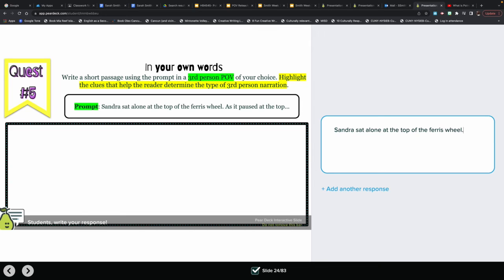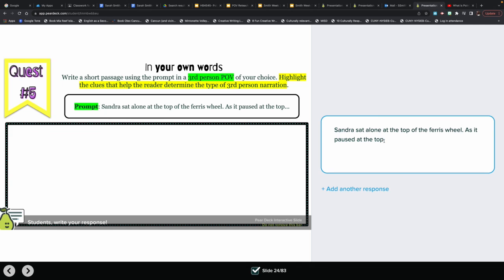Now, I'm not going to help you with this. As you are thinking about what you're going to write, as it paused at the top, we've got to keep going. So again, figure out if you want it to be third person limited or third person omniscient. Are we only going to know Sandra's thoughts and feelings, or are we going to know another character's thoughts or feelings in the story? But you're going to have to continue the story on your own. You can be as creative as you want with it. I just need to be able to tell what point of view you're using.